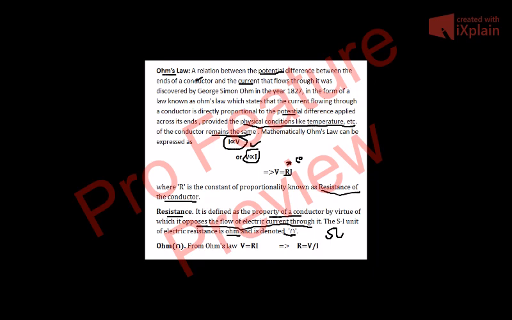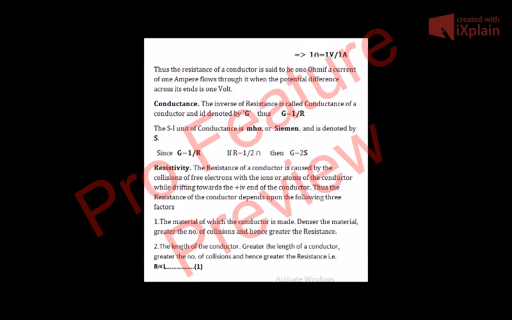Now let us define what is 1 ohm. From Ohm's law, V is equal to RI. It means R is equal to V upon I. So R will be 1 ohm if V is 1 volt and current is 1 ampere. If we divide 1 by 1, we will get 1. So R will be 1 ohm if potential difference across its ends is 1 volt and the current flowing in the wire is 1 ampere. Thus the resistance of a conductor is said to be 1 ohm if a current of 1 ampere flows through it when the potential difference across its ends is 1 volt.